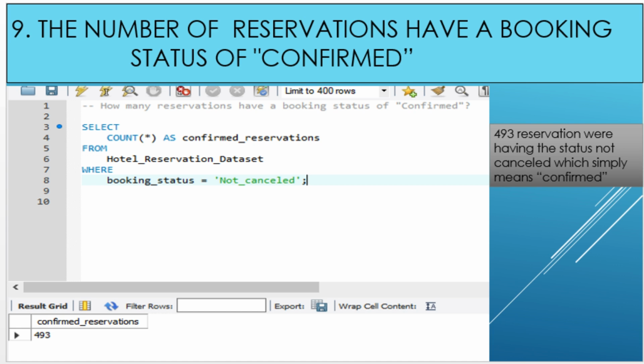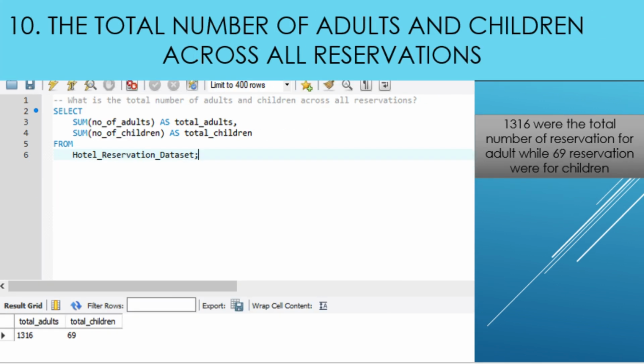We move ahead to the number of reservations having a booking status confirmed. From the data set, from the column, we had cancelled and not cancelled, which simply means that when the query was run, we had to bring out the ones that were not cancelled, which was 493, which simply means that since they were not cancelled, they were confirmed. The next was the total number of adults and children across all reservations. We had a total of 1,316 for the adults and 69 for the children.